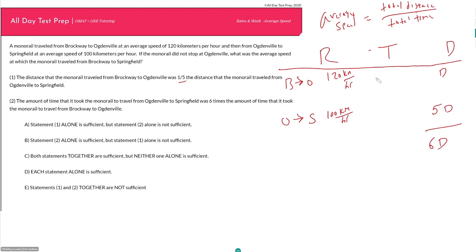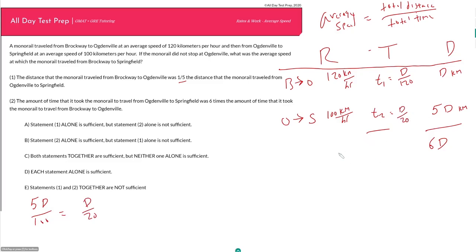Now I've got to find my total time. I can still think of that as just being T1 and T2, but just because I can't solve for T1 and T2 doesn't mean I can't find my average speed, especially if I can get them in terms of my distance, which I can. My T1 is really just D over 120, where D is in kilometers. And my T2 should be 5D over 100, really just D over 20.